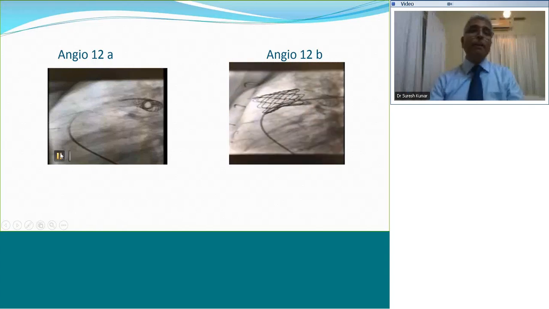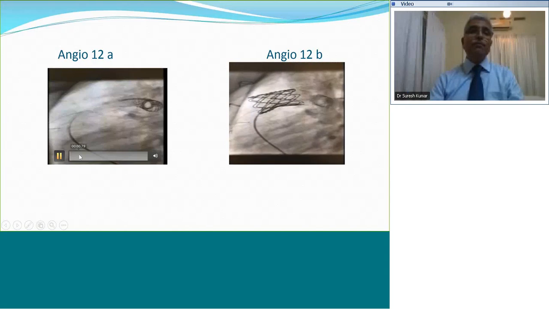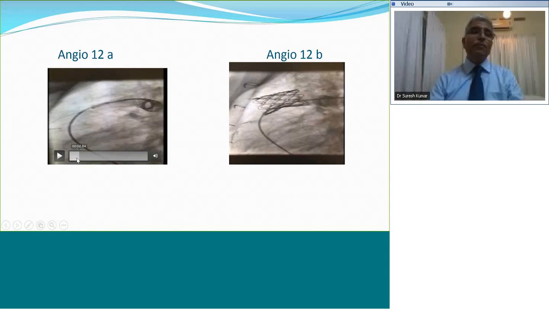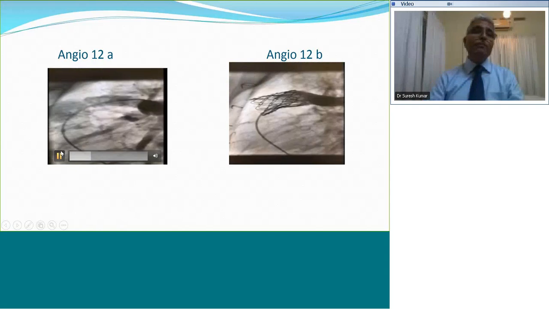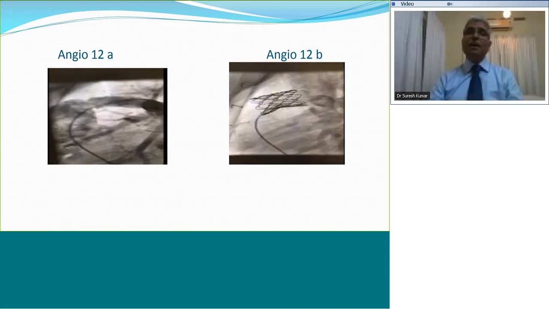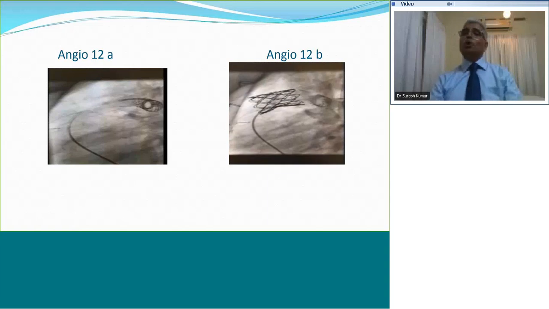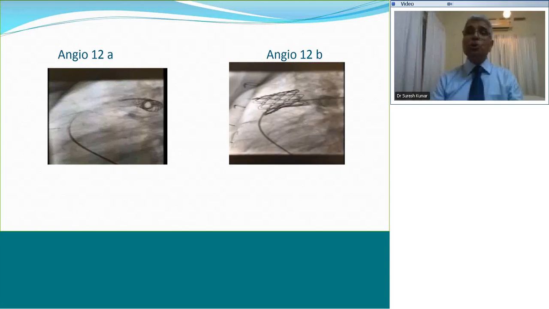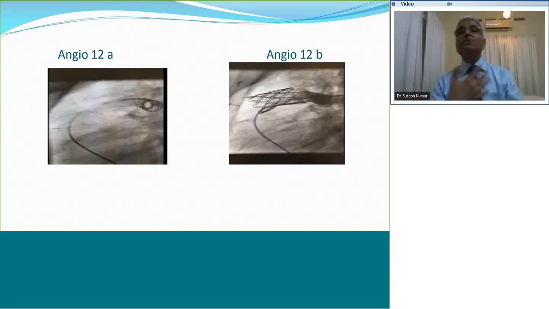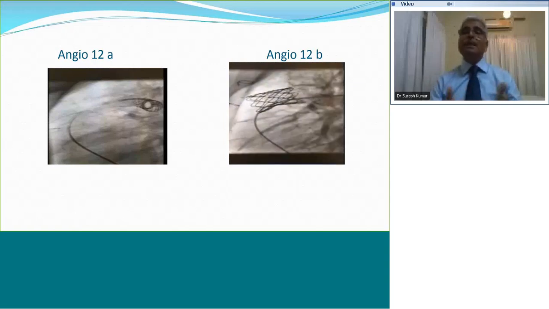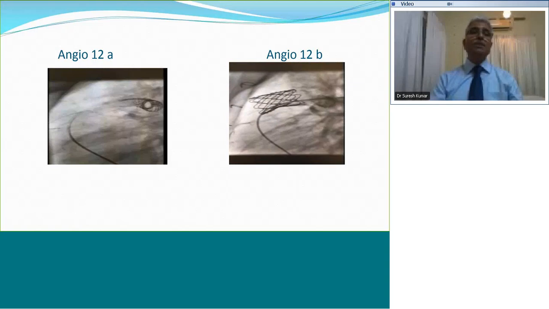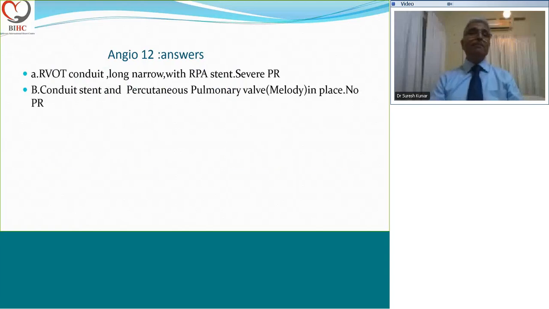Whereas here, I'm going back to 12A now. In 12A, you have injected deep into the PA and the RV is opacified. So there is obvious PR, whereas in 12B, the PR has gone. So this is a Melody valve in a conduit, the standard indication. There is an obstruction as well as regurgitation. And in patients being taken up for percutaneous pulmonary valve, it's very common to have a previous stent or something in a branch pulmonary artery. Okay? So here was the answer. RVOT conduit with a long narrow stent with an RPA stent, severe PR. So following Melody valve, no PR.